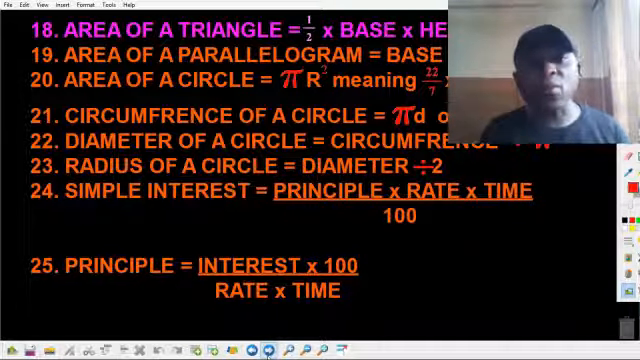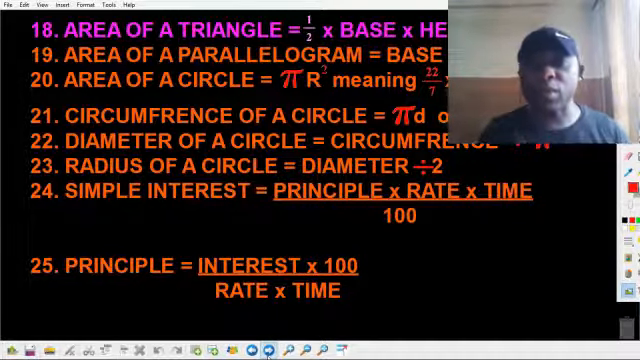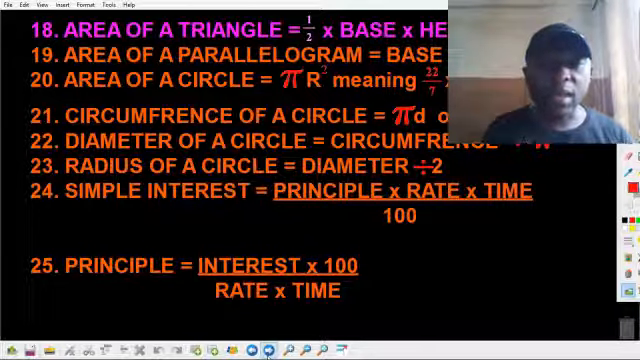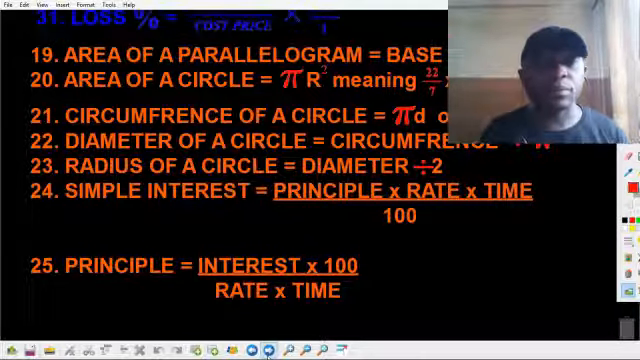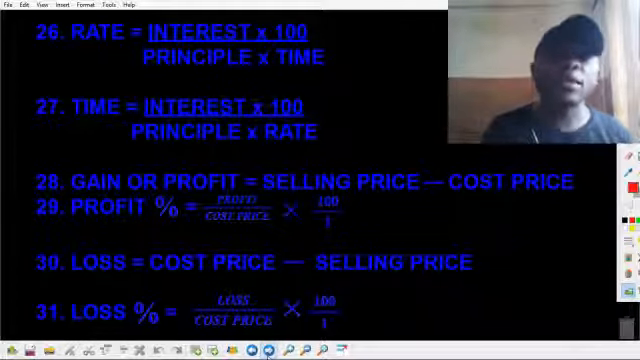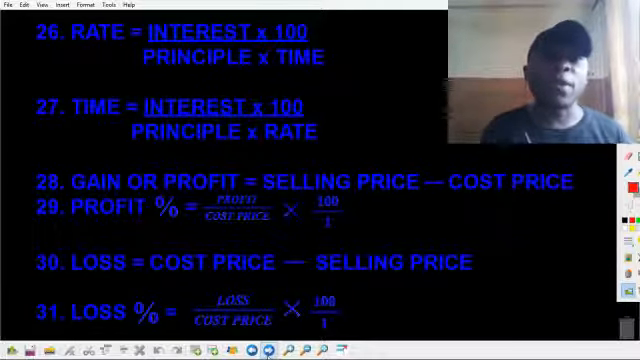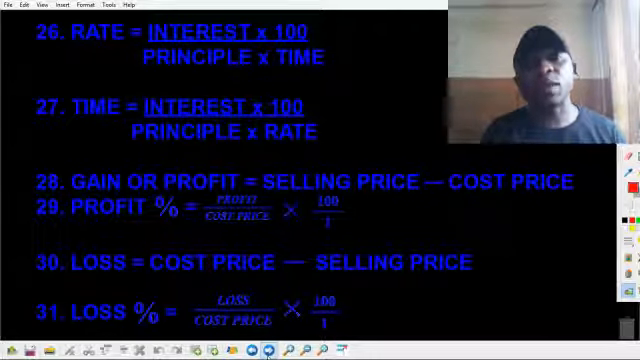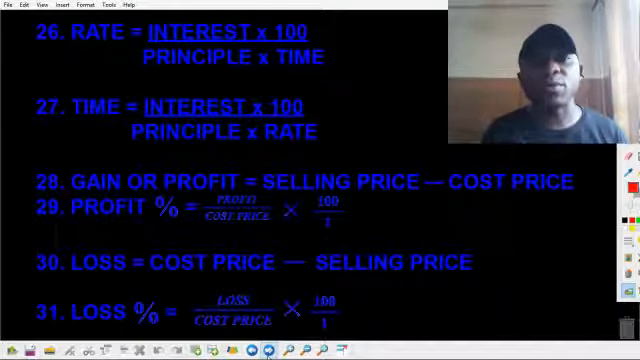Now to find simple interest, we say principal times rate times time over 100. For principal, we say interest times 100 divided by rate times time. Now for rate, we say interest times 100 divided by principal times time. For time, we say interest times 100 divided by principal times rate.